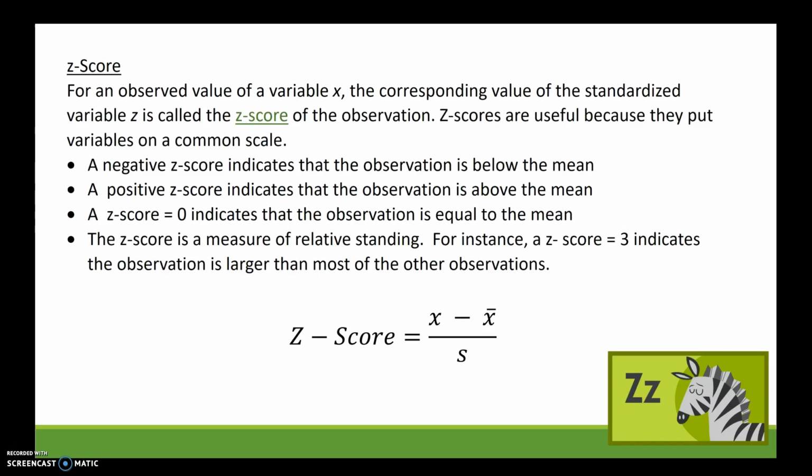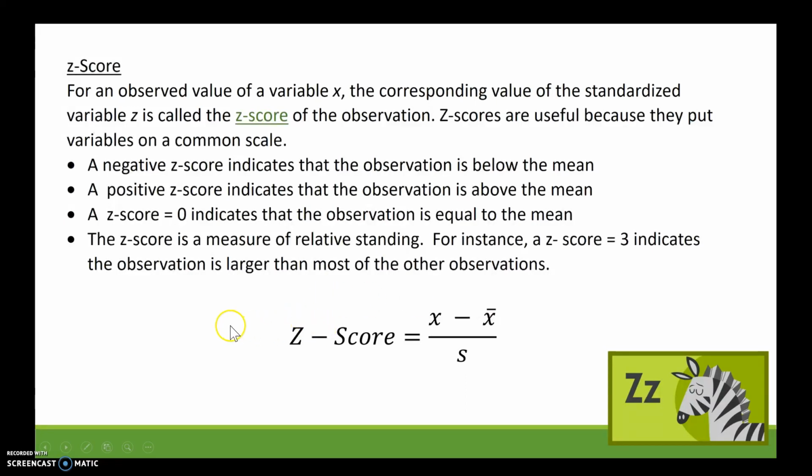So a negative z-score indicates that the observation you saw was below the mean of the data set. A positive z-score indicates that the observation you saw is above the mean. And a z-score equals 0 indicates that the observation you saw is exactly equal to the mean.